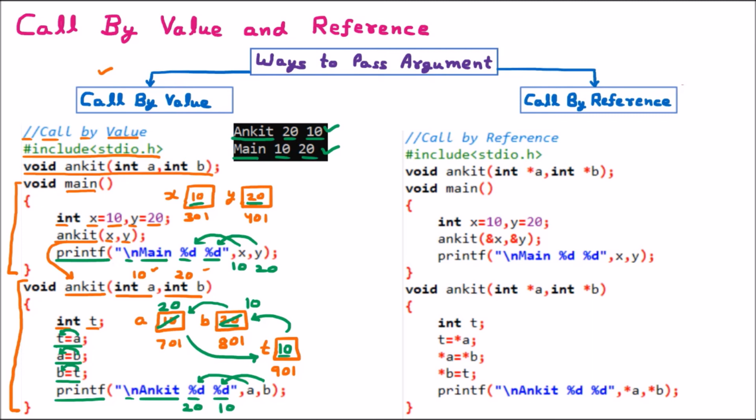Now we are discussing the call by reference method. First of all, we have the comment, call by reference. The compiler will not read this. Then #include <stdio.h>, which is the header file for printf and scanf functions.